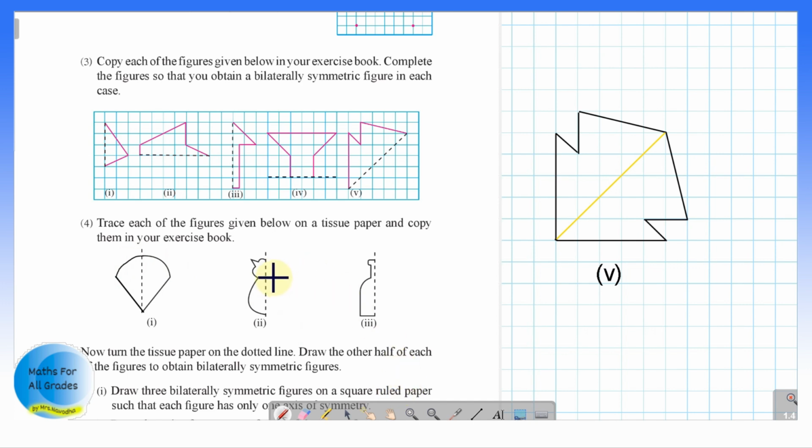And the next figure, something like this. And the next figure, something like this.